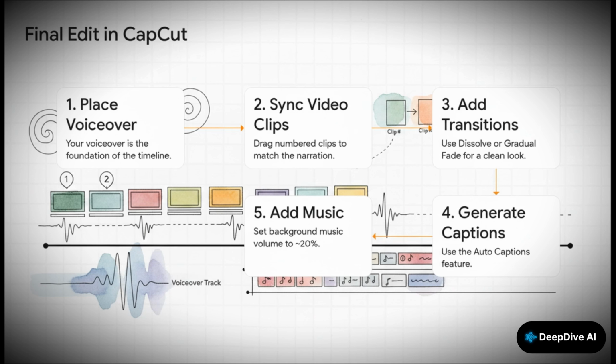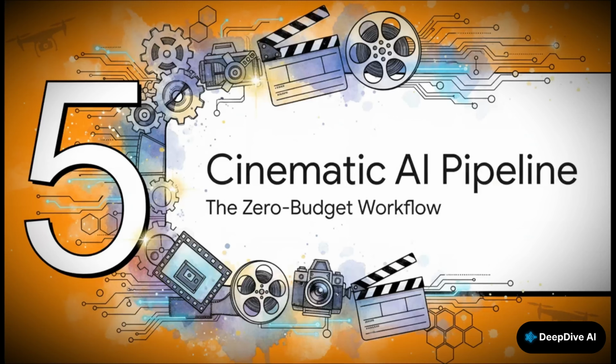And now the final assembly. We put it all together in CapCut's free desktop editor. Here's the key, little pro tip for you. Drag your voiceover onto the timeline first. Make that your foundation. Then drag your numbered video clips into place, syncing the visuals to what's being said. After that, add some clean transitions, like a dissolve, generate automatic captions with one click, and layer in some background music at a really low volume, like 20%. Then you just hit export. And that's it. That is the full pipeline.